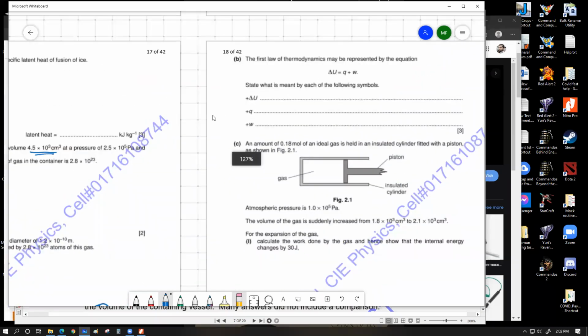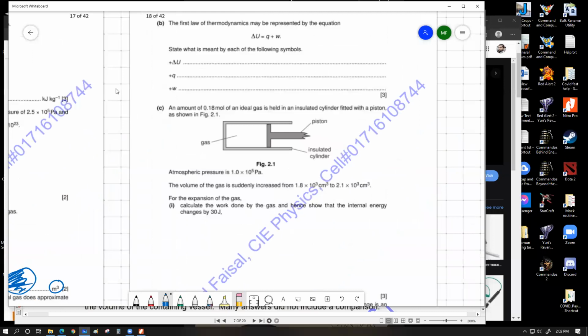Part B says the first law of thermodynamics may be represented by the equation ΔU = Q + W. State what is meant by each of the following symbols. Be very careful not to mess up the preposition. If I was writing the answer, I'm going to write it this way. Plus ΔU means increase in internal energy of the system. Plus Q, heat energy supplied to the system. Plus W, work done on the system.